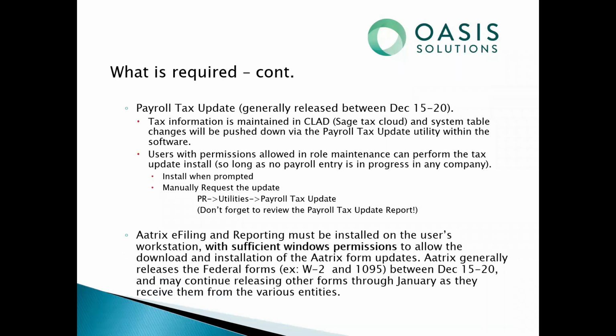Once you are ready to generate your W-2s, you do have to have what we call the Atrix software. Depending on what version of Sage 100 you have, on the menu, it's called e-filing and reporting. On newer versions, I believe it says tax reporting, that is located on your payroll period end menu. So the Atrix software is a separate install, so it does have to be installed on your computer.